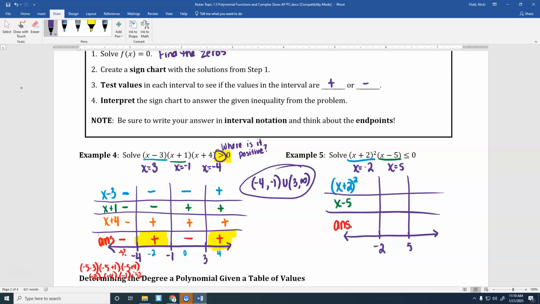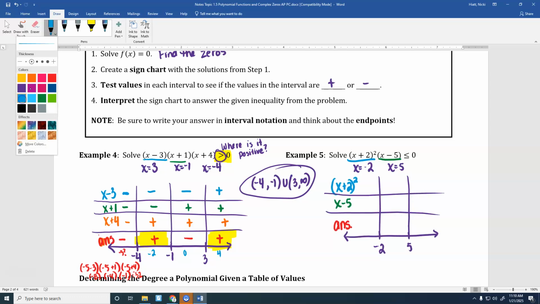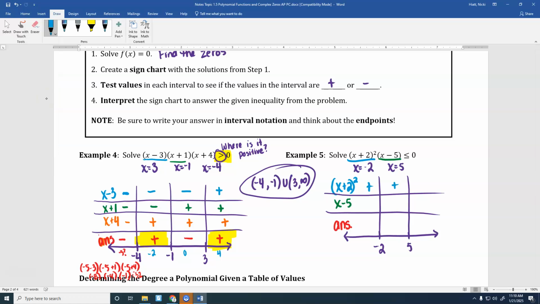Now there's something kind of neat about this. x plus 2 squared. What happens to a number when you square it? It's positive, right? Every time. So this whole line right here is positive. You don't even have to think about plugging something into it because no matter what number you plug in, you're going to get a positive number or possibly 0, but we've already got the zeros covered, so we don't need that, right? So positives all the way across for that one.